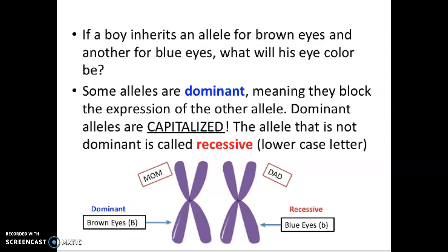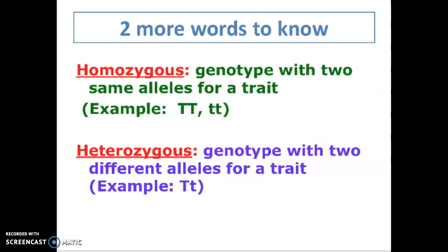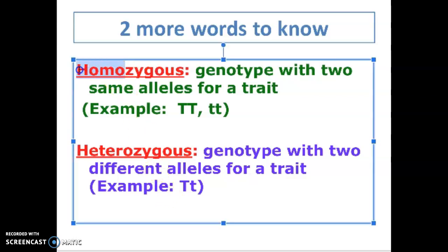Okay, there's one more set of vocab words that you need to know. These are the last two. Homozygous and heterozygous. So the word homo means same. So any genotype with the two same alleles, so two of them are capitalized or two of them are lowercase, we call that homozygous. If they're different, one big and one small, we call that heterozygous.